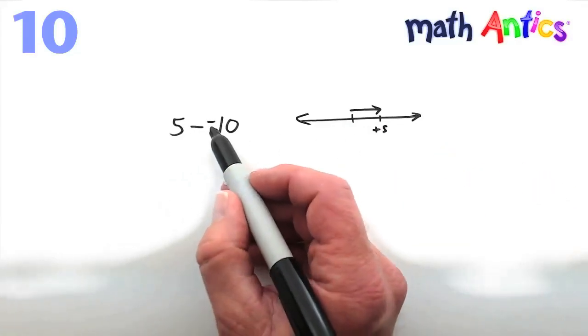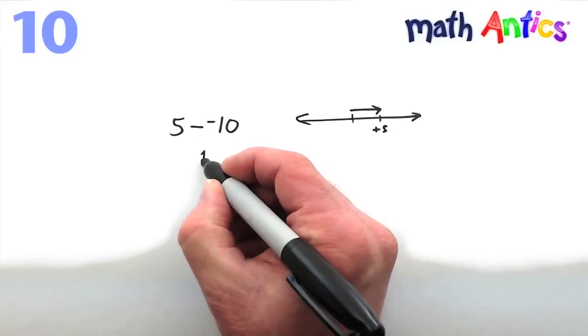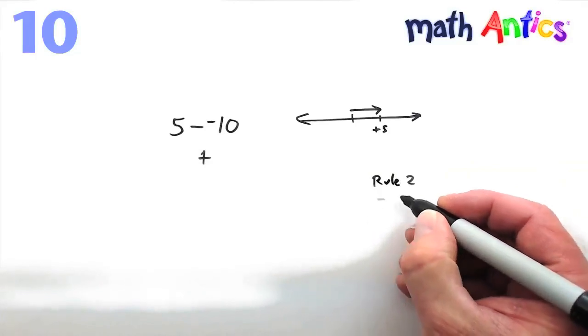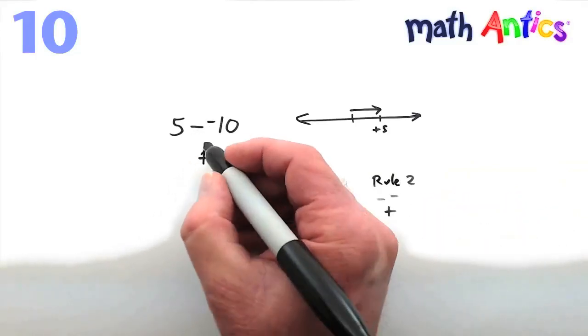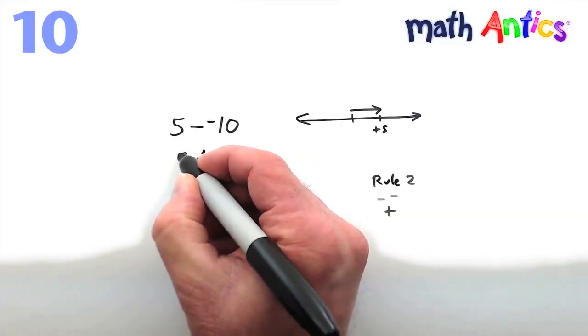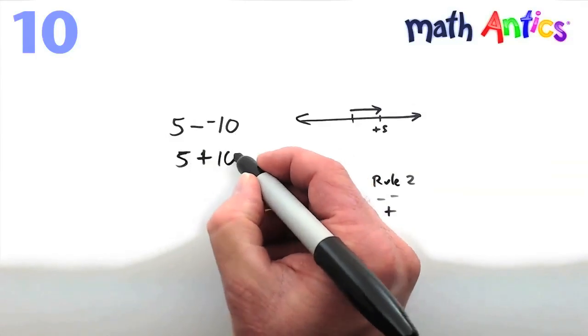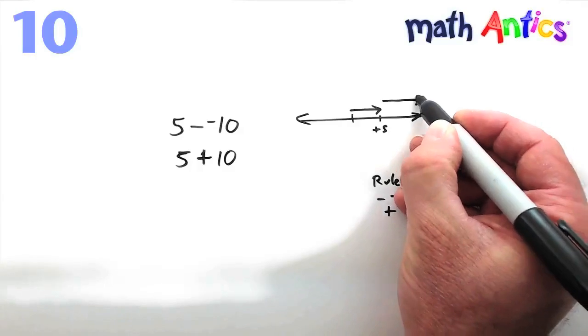Well, we're subtracting a negative, and anytime you see this minus minus, remember, think plus. That's because rule number 2 says subtracting a negative is the same as adding a positive. So when you see minus minus, just think plus. So we're starting with +5, and then we're going to be adding 10 to it. So we're going to be making it bigger. We're going to be going more in the positive direction here.